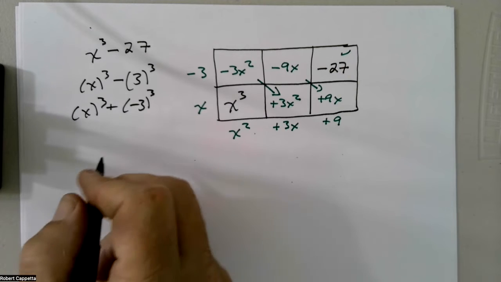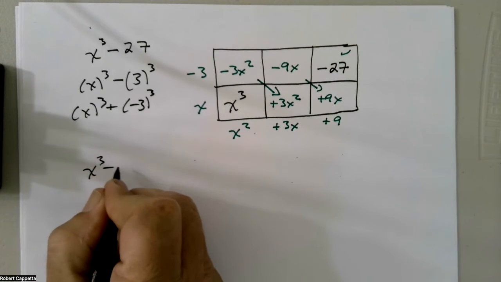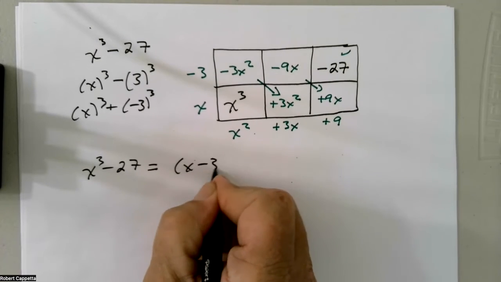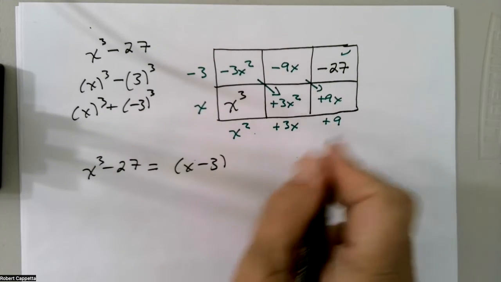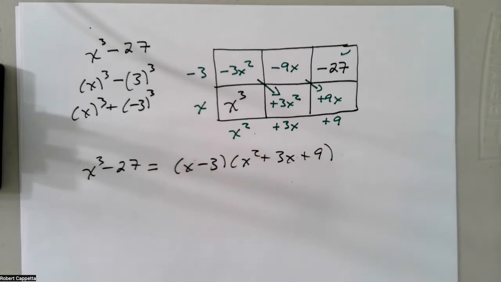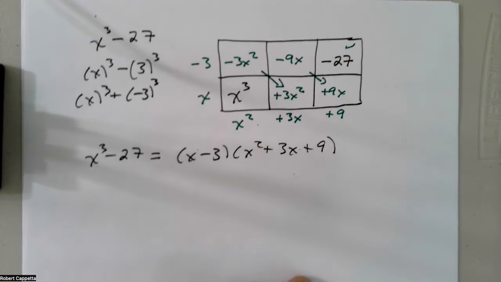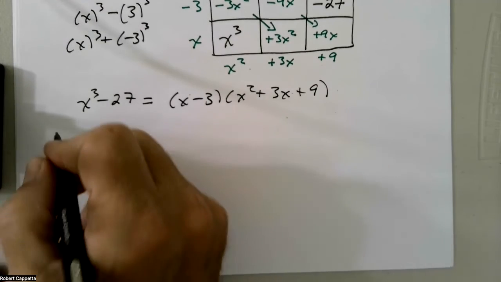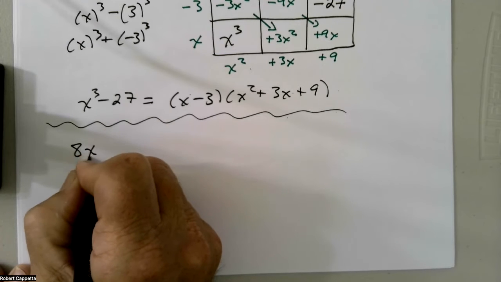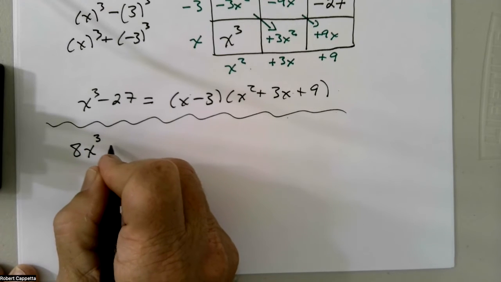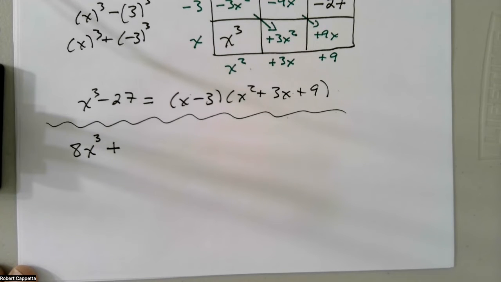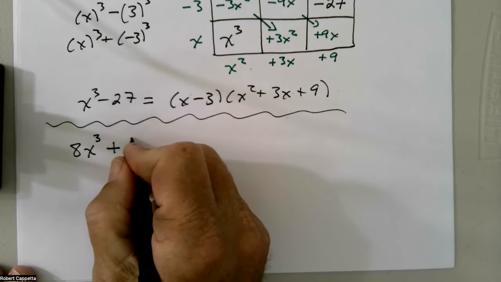So what do we have? Again, we started with x cubed minus 27. X minus 3, reading it this way, and x squared plus 3x plus 9 that way. Okay. So let's make this a little bit more challenging this time. Let's take a look at 8x cubed plus 125.